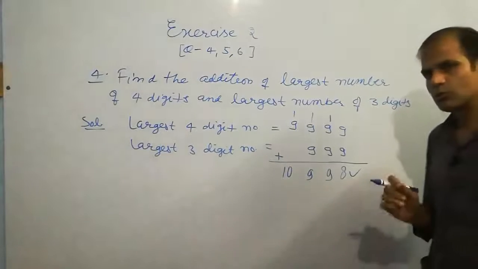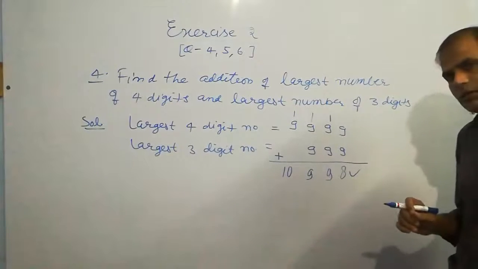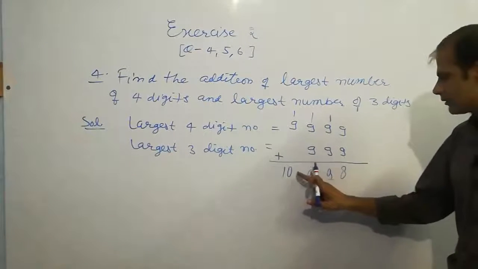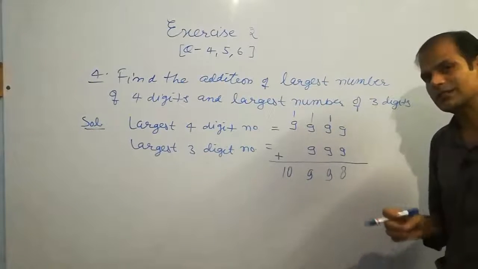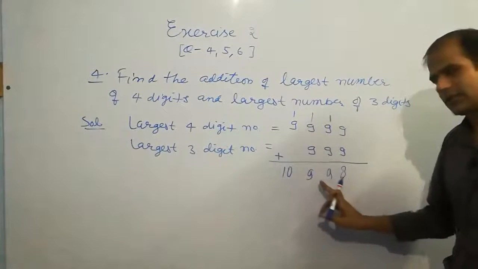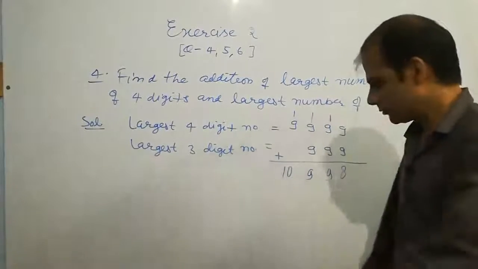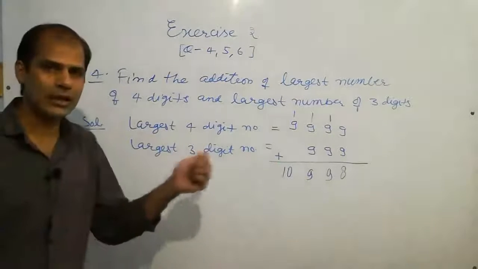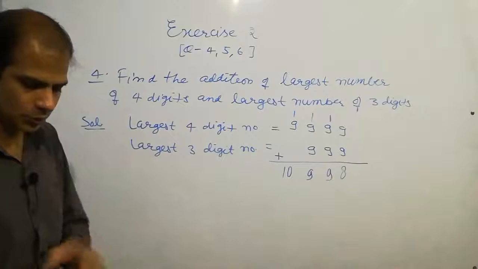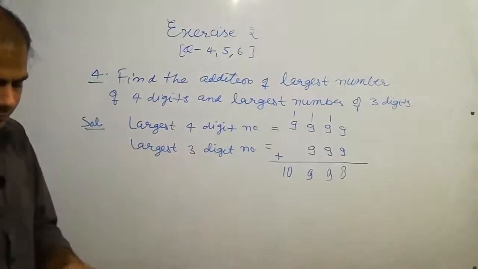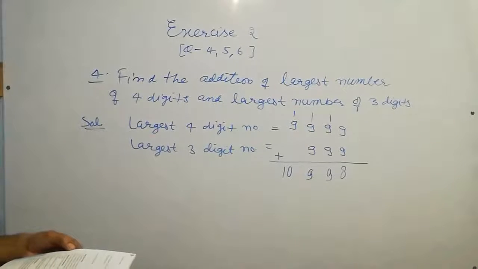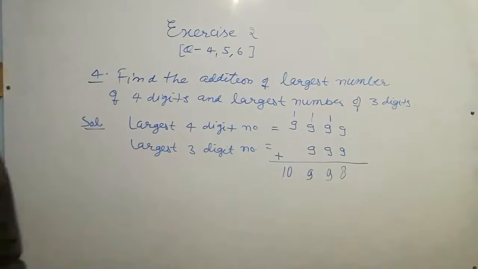Try to speak this number in word form: ones, tens, hundreds, thousands, ten thousands. So guess what is this number? 10,998. Okay, you are correct. So the answer is 10,998. And I also checked this answer for you. It is exercise 2 and question number 4, the answer is 10998. Now note it down.